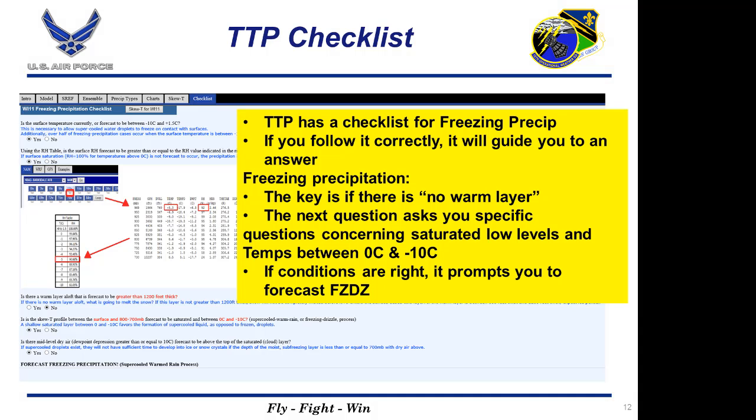Of course, we always want to use our freezing drizzle TTP and run the checklist for areas of concern. Although originally developed for freezing rain, it has a freezing drizzle option built in if there are no warm layers available and conditions are right for freezing drizzle. If conditions are right, the checklist will lead you to forecast freezing precipitation under supercooled warm rain process.